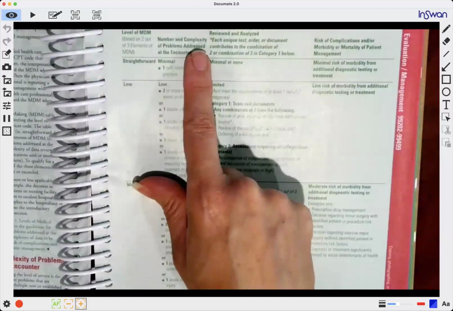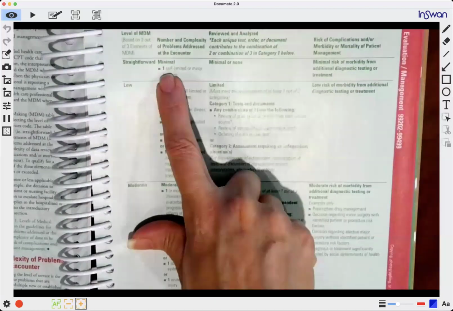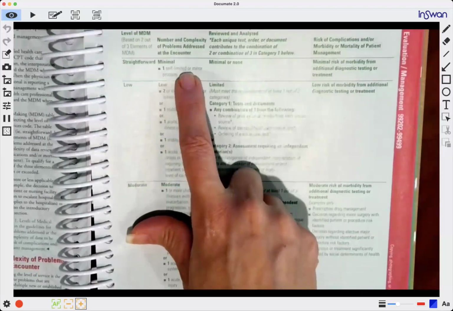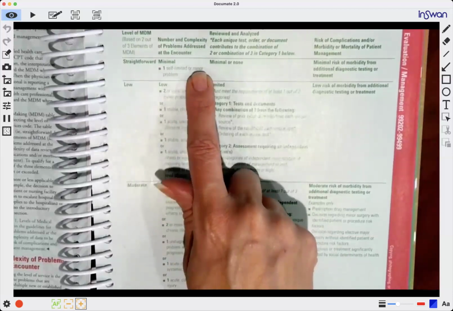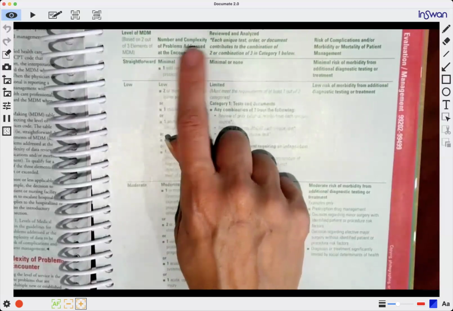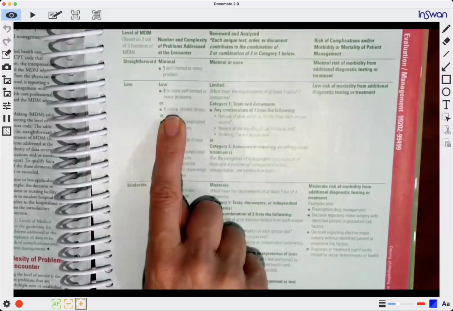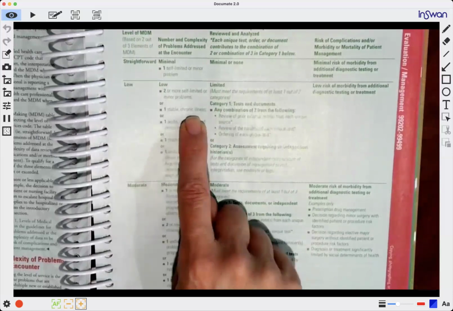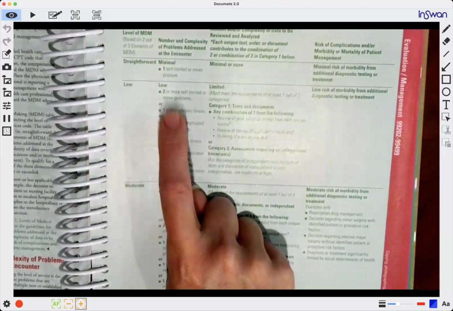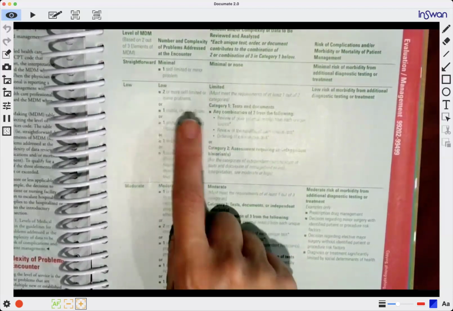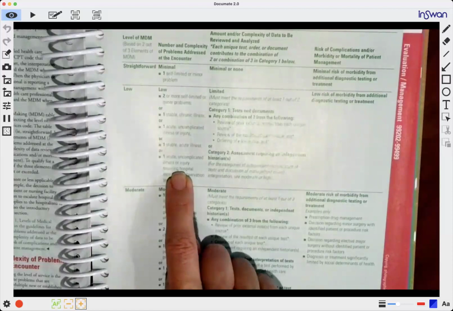So the number and complexity of problems addressed, minimal versus low versus moderate, it tells you that minimal means there's only 1 self-limited or minor problem. So the patient comes in for a single problem, which is a minor problem. Then your number and complexity of problems would be minimal. If they come in with 2 or more, or a stable chronic illness, so maybe they're here for a follow-up of their COPD, that would be 1 stable chronic illness that would qualify for low. Or. So there's all these ors, and you're just going to figure out which one applies to your scenario.